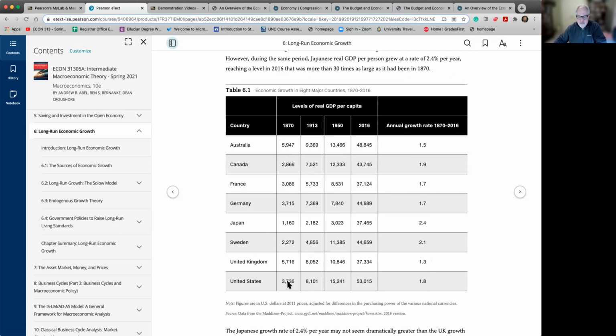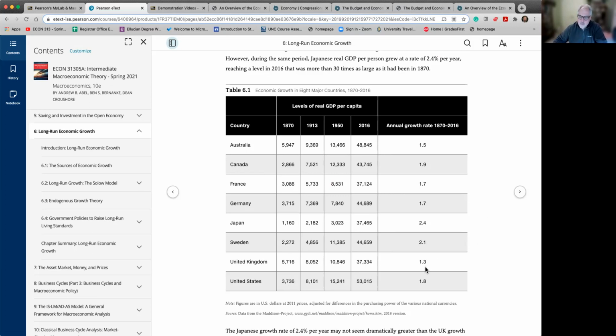So in 1870, the real GDP per capita in the US is much lower than it is, for example, in the UK and in Australia. So the United States is not the leader of the pack in terms of economic growth, or in terms of the size of their economy or living standards 150 years ago. But by the time we get to 2016, you can see the real GDP per capita out of these 8 major countries is highest in the United States. And the UK is significantly further behind. Australia, not quite as much.